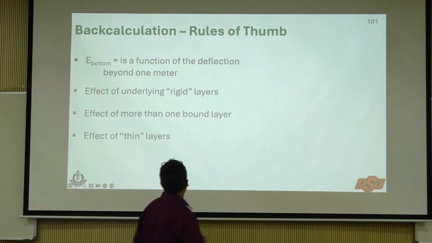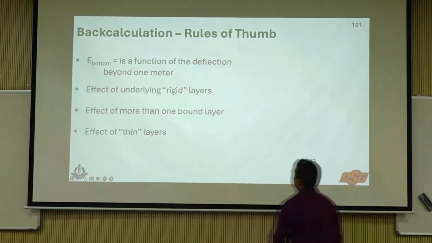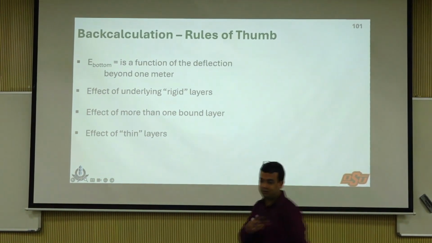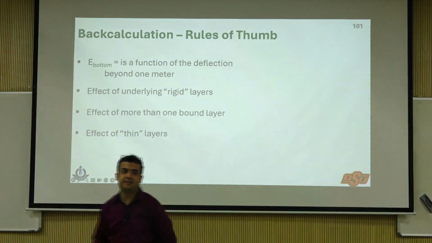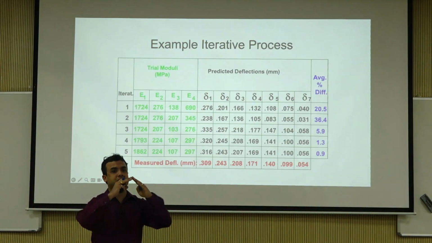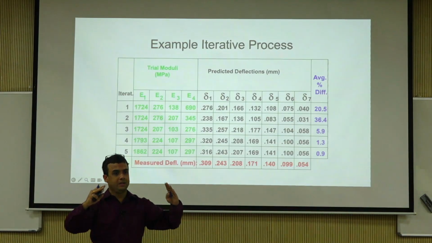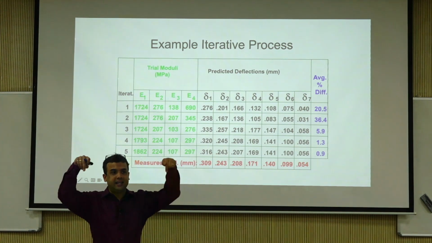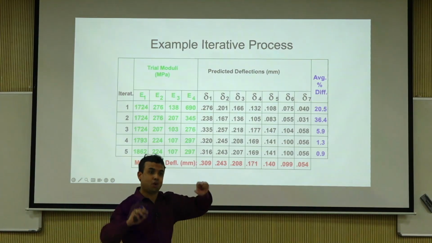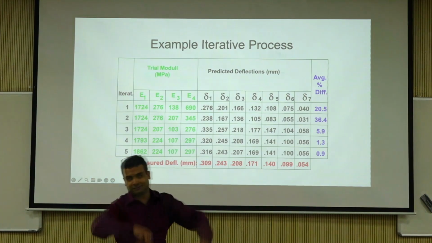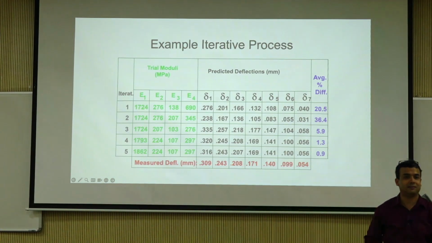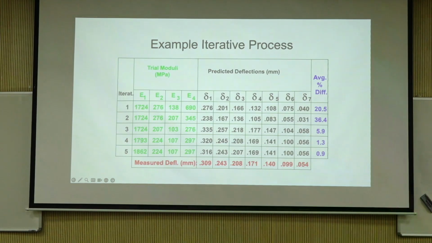E bottom is a function of deflection beyond 1 meter, effect of underlying rigid layers. You have to consider that. There is one thing that Dr. Sahu and I were talking about: the back-calc schemes work really well for conventional cases, where as you go down the layer quality decreases. If all of a sudden you have a stabilized layer which is actually stronger than the layer above, it kind of goes crazy on you. So you have to have special tools, abilities or skills to address that.